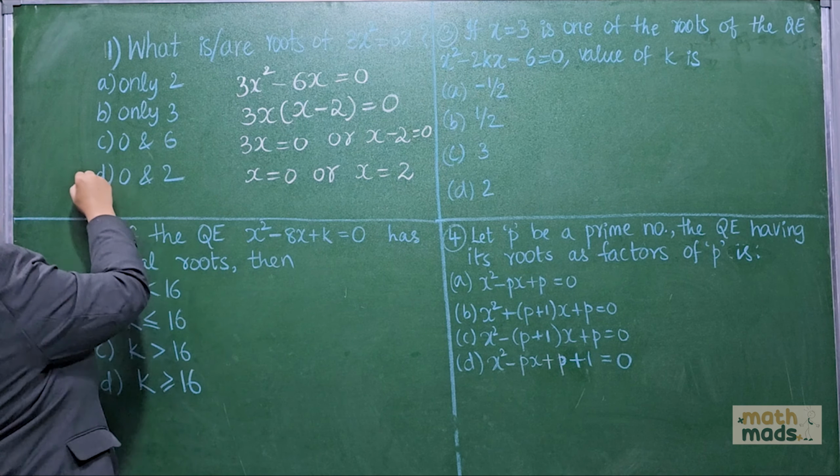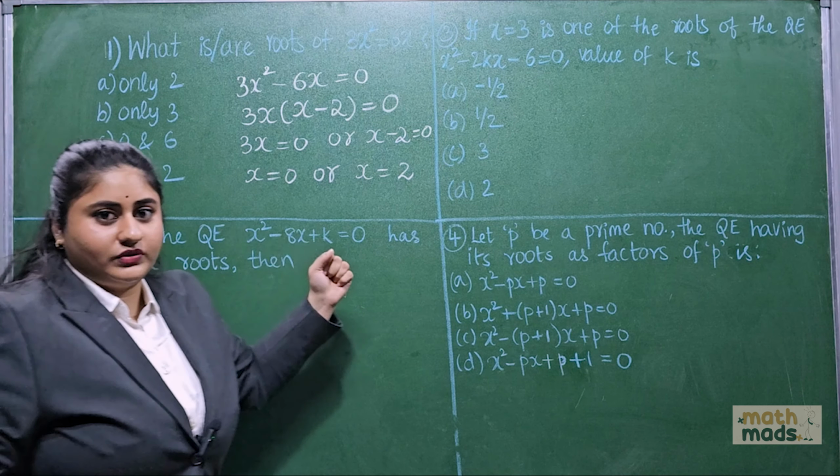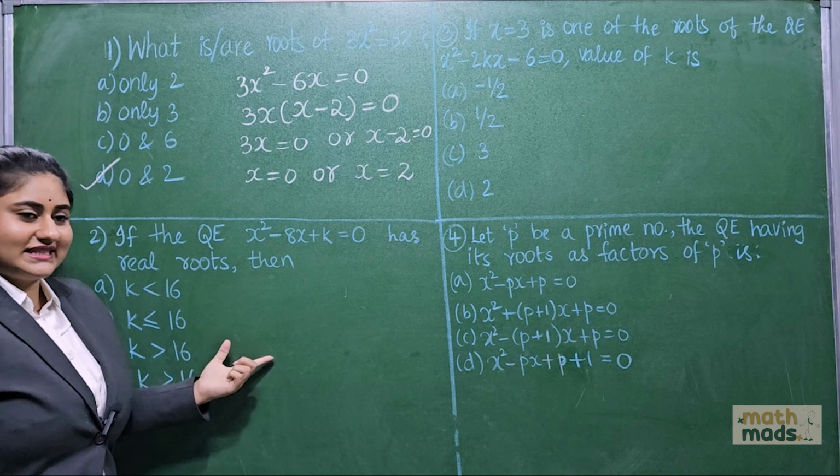So which is that option? Option B. So 0 or 2. I hope this is clear. Now let's go to the second MCQ.